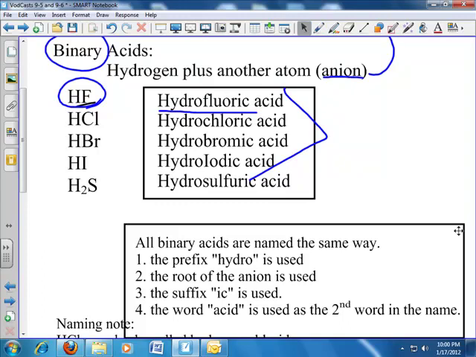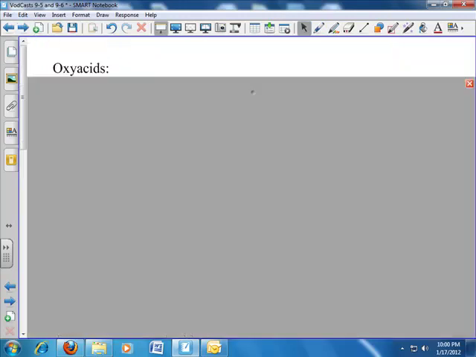Another type of acid that we have, however, which there's a lot more of, is called an oxyacid. Now, hopefully, just in that name, you see oxy. And learning chemistry as we go here, you're probably going to realize that that has oxygen in it.